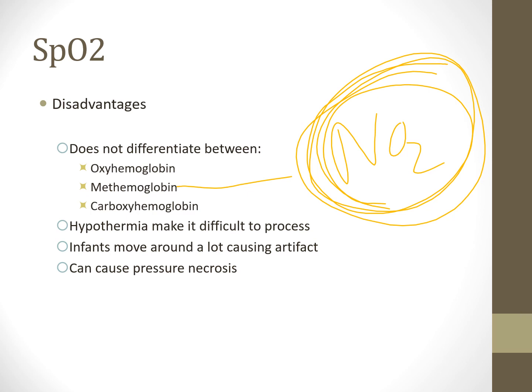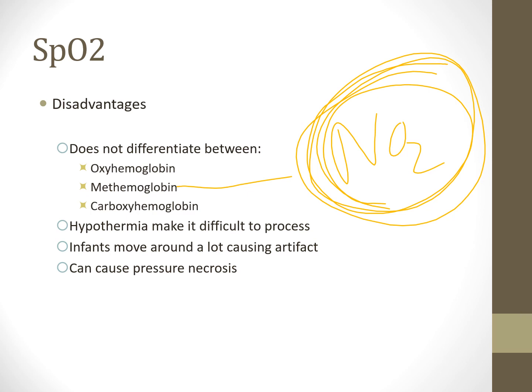Hypothermia makes it difficult to process, of course. If their hands or their toes or their feet are cold, are you going to be able to pick up a good pulse ox? No. And especially at delivery, when we put a pulse ox on the right upper extremity, it's going to be a while before we really get a reading because they're vasoconstricted, because they don't have a good pressure and good perfusion there yet. So hypothermia can play a big factor.